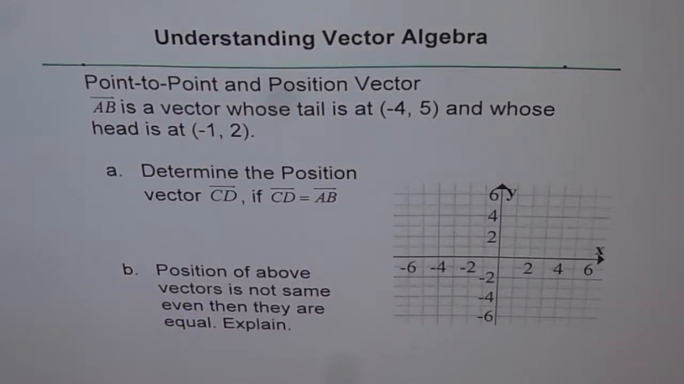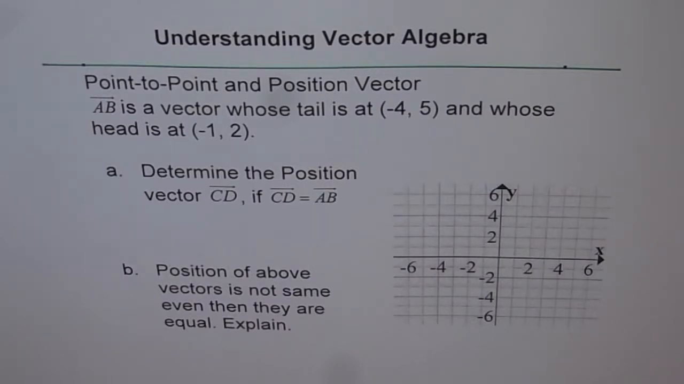Understanding vector algebra. So now we learned in the last video concepts about point to point and position vector. Now here's a practice problem for you. AB is a vector whose tail is at (-4, 5) and whose head is at (-1, 2).